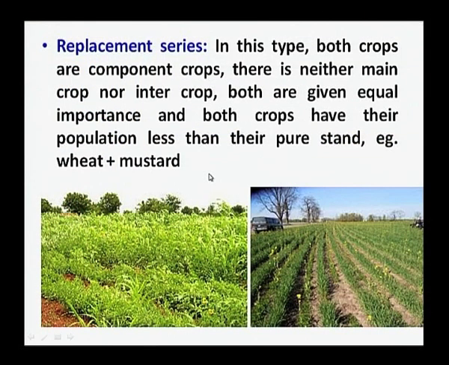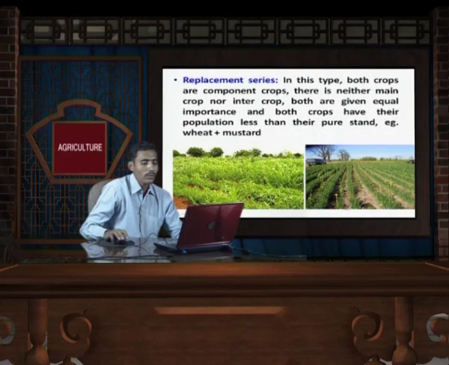Another synergistic cropping is replacement series. In this type, both crops are component crops. There is neither main crop nor intercrop. Both are given equal importance and both have population less than their pure stand. For example, wheat and mustard are grown in the replacement series. After 10 rows of wheat, one mustard row is grown, so both crops have a population less than their pure stand.